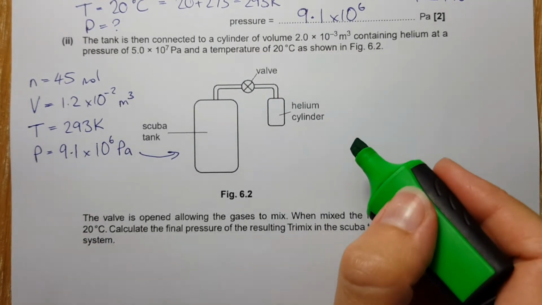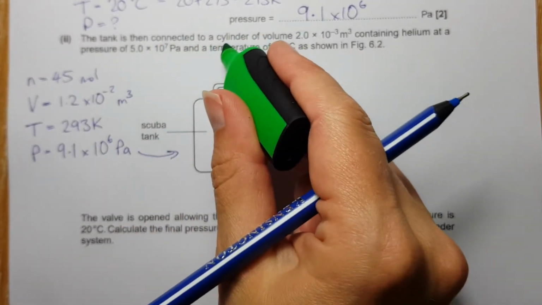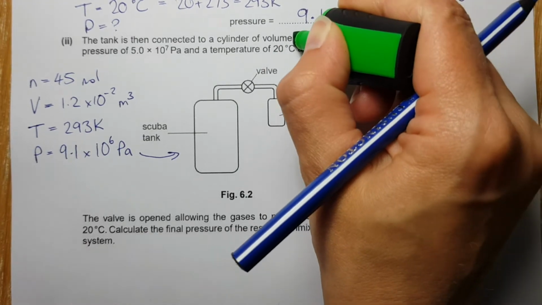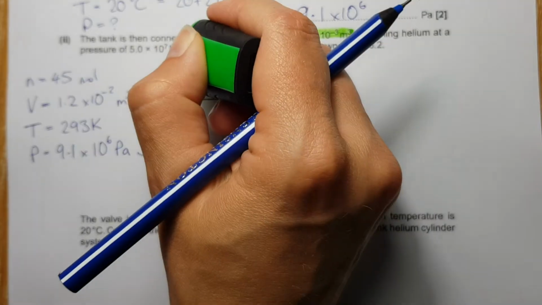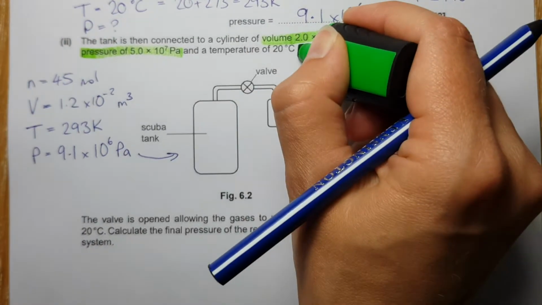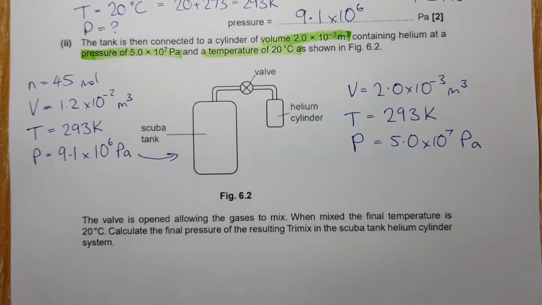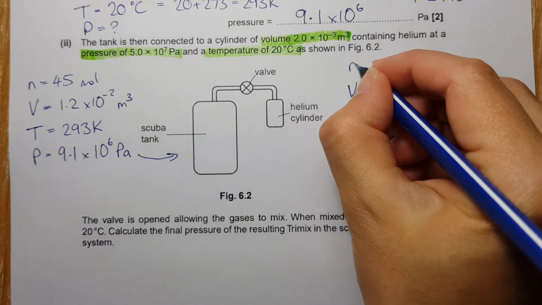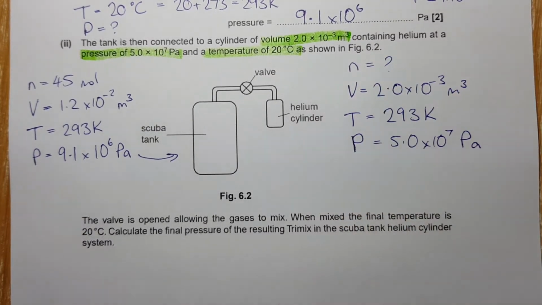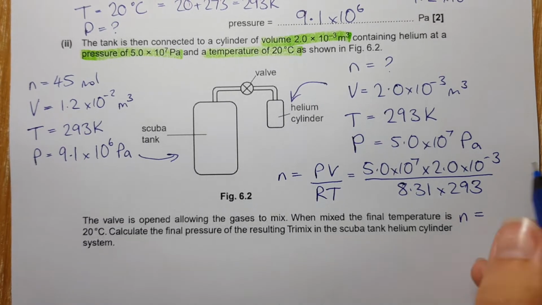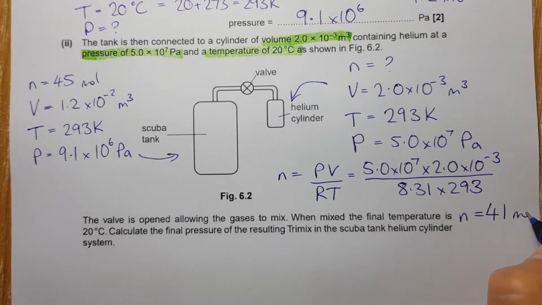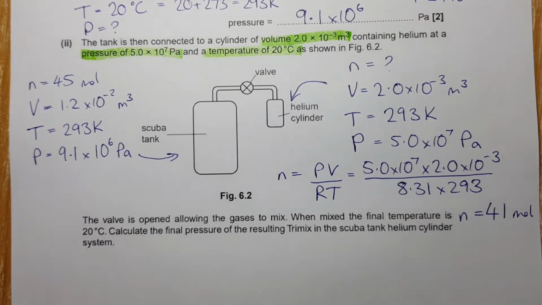So what we know about that cylinder is, there we go, there's the volume, and there's the pressure, and there's the temperature. Don't forget to convert to Kelvin again. But what we don't know this time is the number of moles. So that's going to have to be the first thing that we work out. And that's going to give 41 moles of helium.